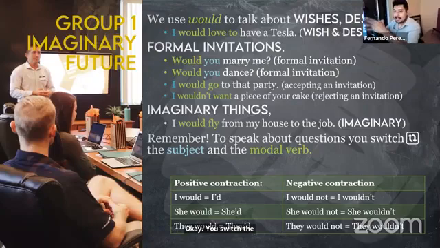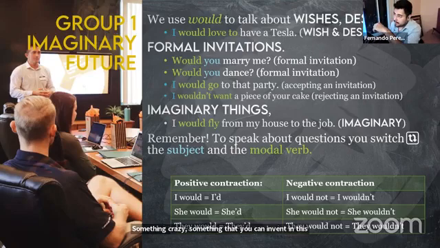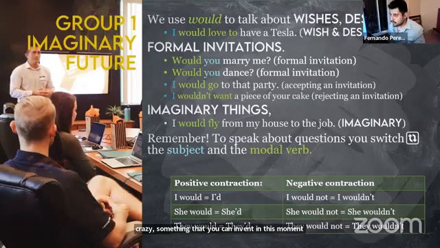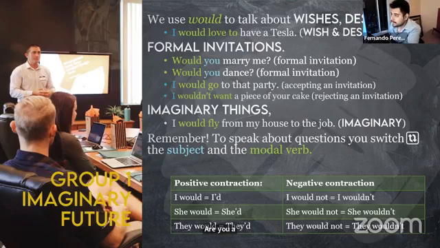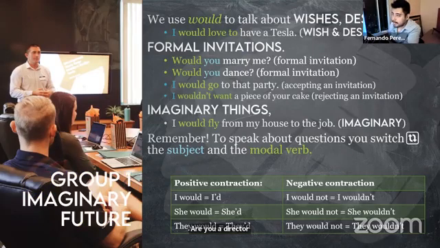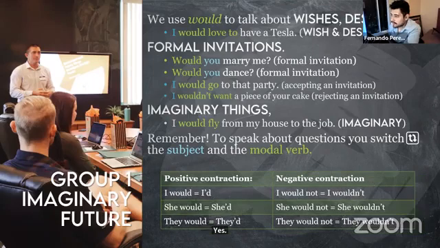So let's make questions and affirmations for imaginary things. Hector, ask a question to Laurita for an imaginary thing. Something crazy, something that you can invent in this moment. Victoria is not there. Okay, so contrary. Laurita, ask a question to Isti. Yes. For an imaginary thing. Invent something crazy.